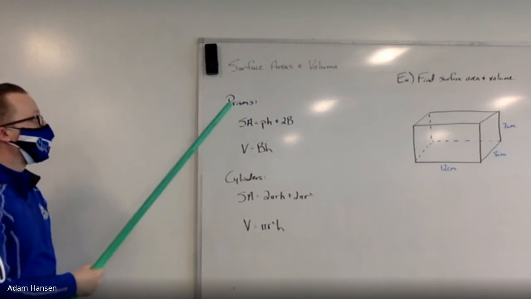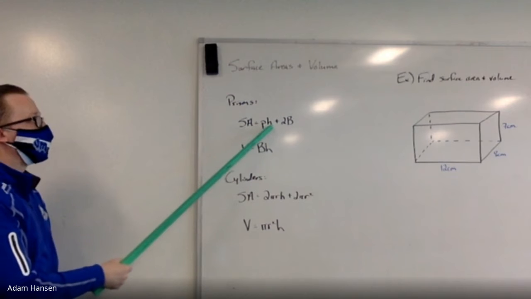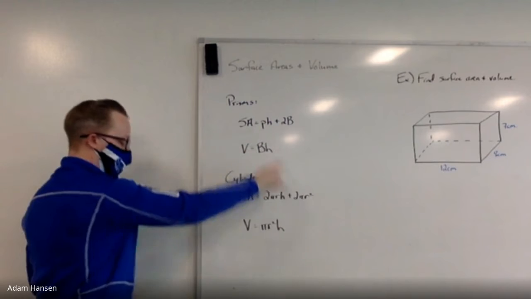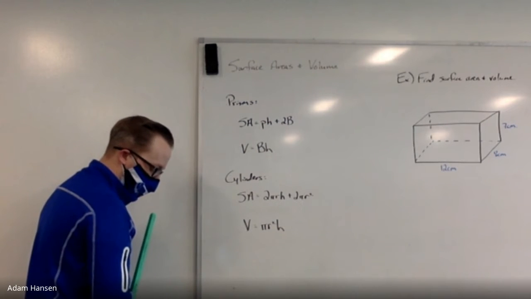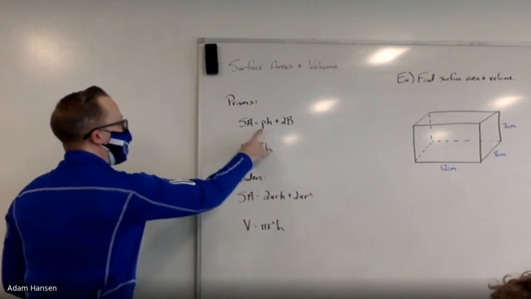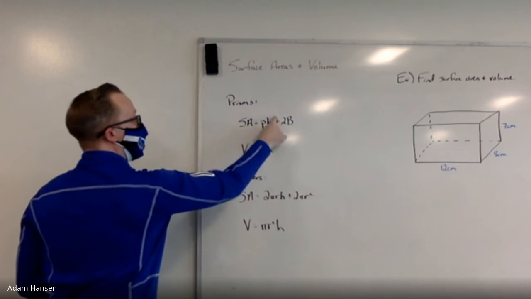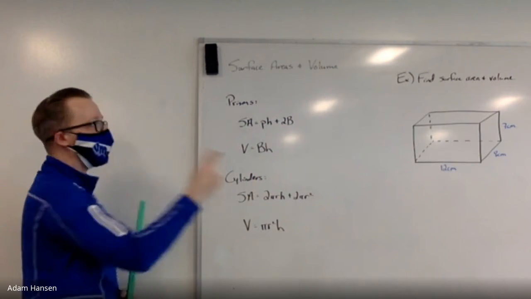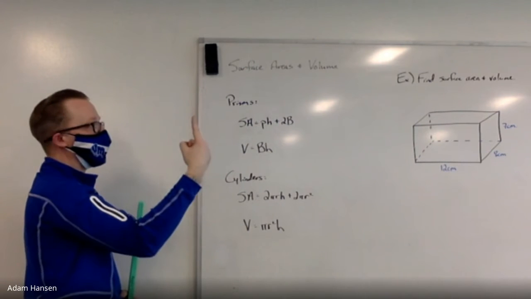In general, a prism's surface area is given by P times H. P represents the perimeter of the base times the height of the prism. This part tells you the total area of all the sides around the prism. Taking the perimeter times the height tells you the area of all the sides put together.